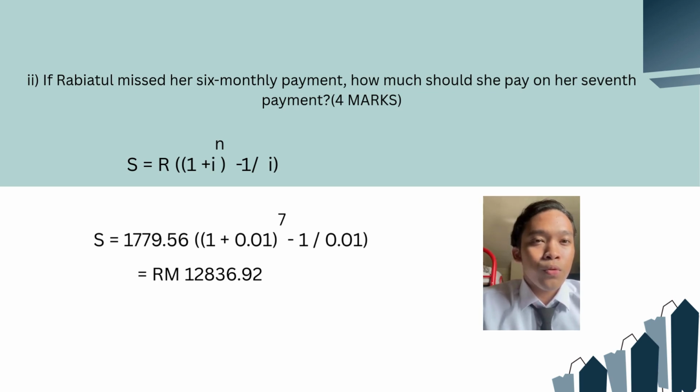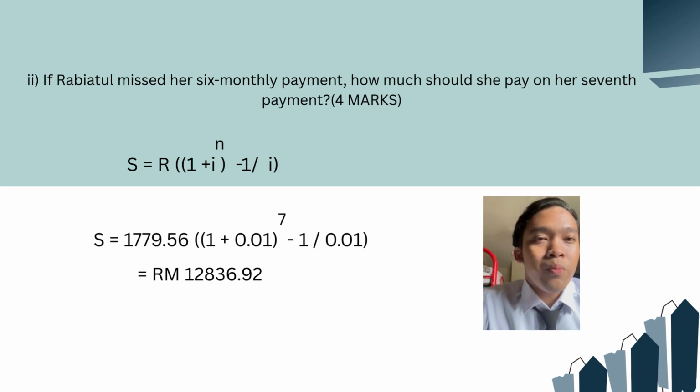For B part 2, Rebecca misses her monthly payment for 6 months. Therefore, we need to calculate the total amount she must pay on the 7th month. The monthly payment R is 1,779.56. The monthly interest rate is i, that is 12% per 12 equals 0.01.